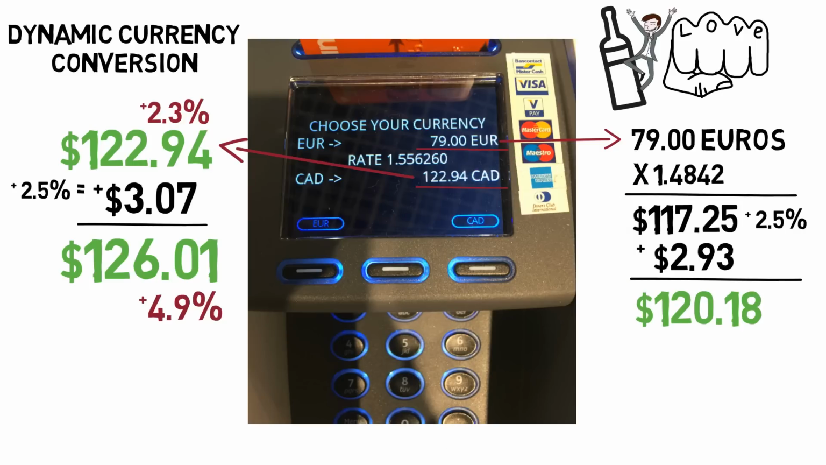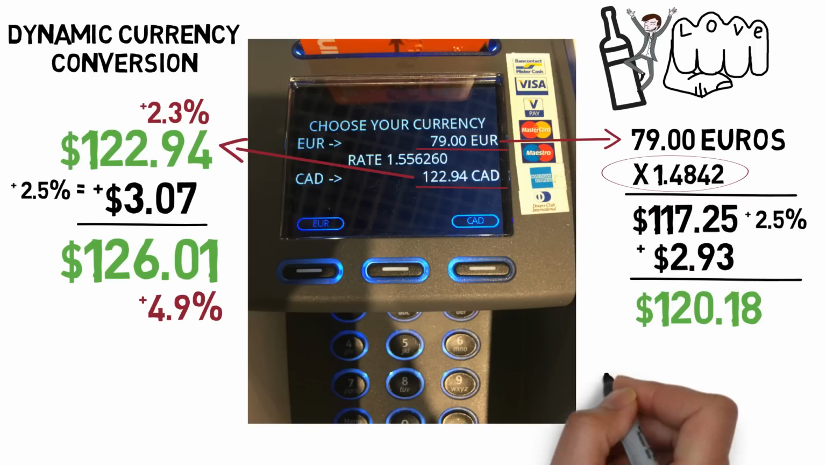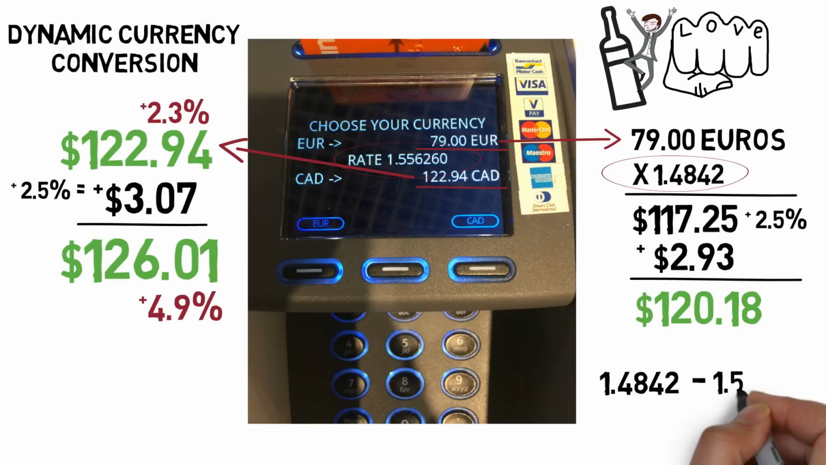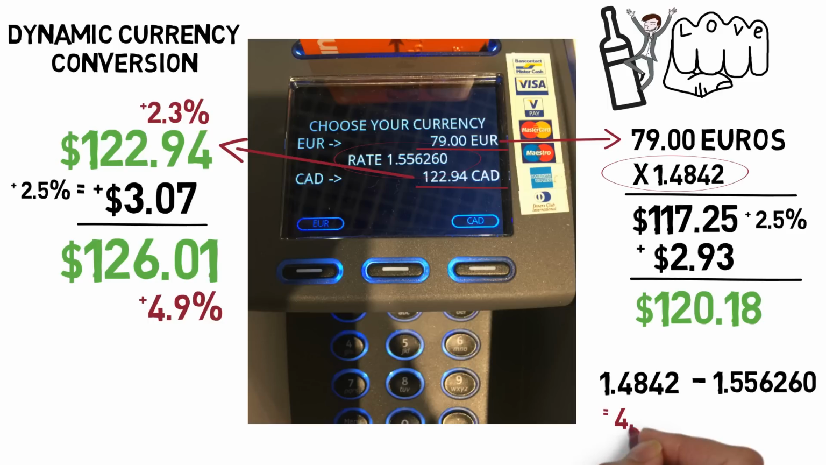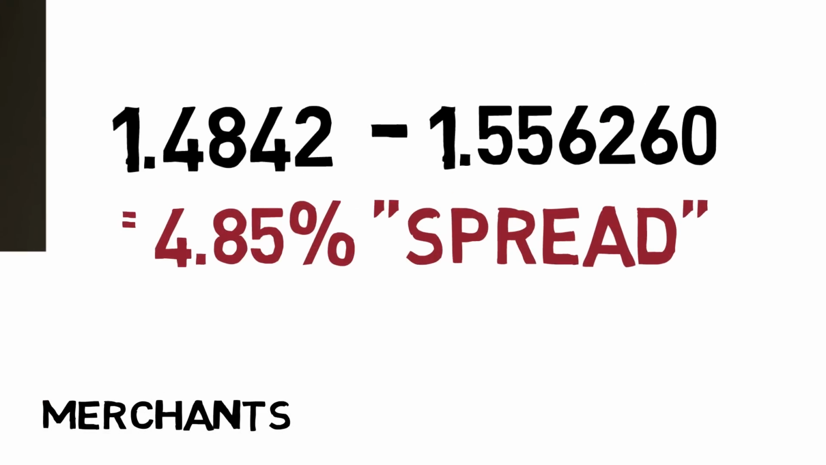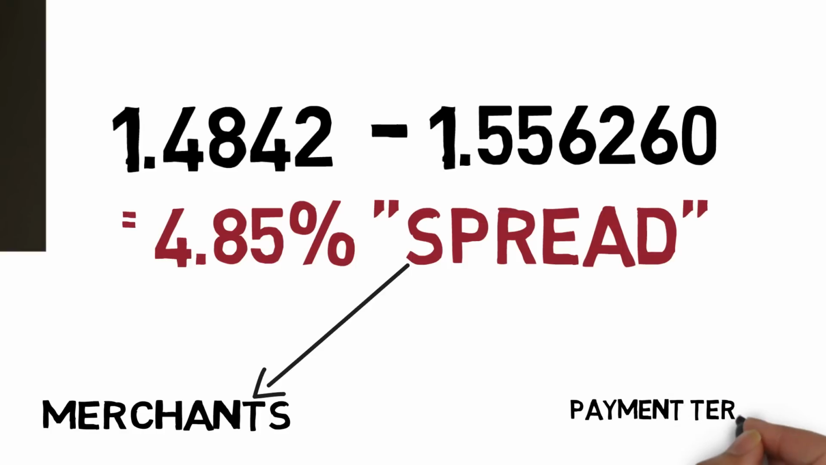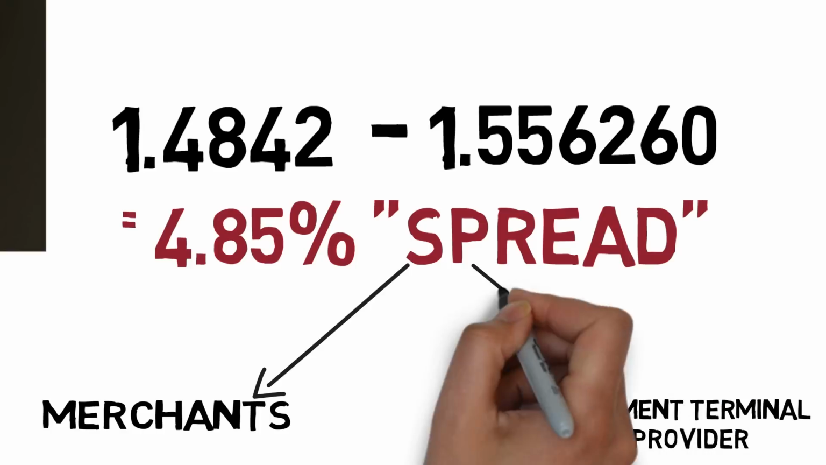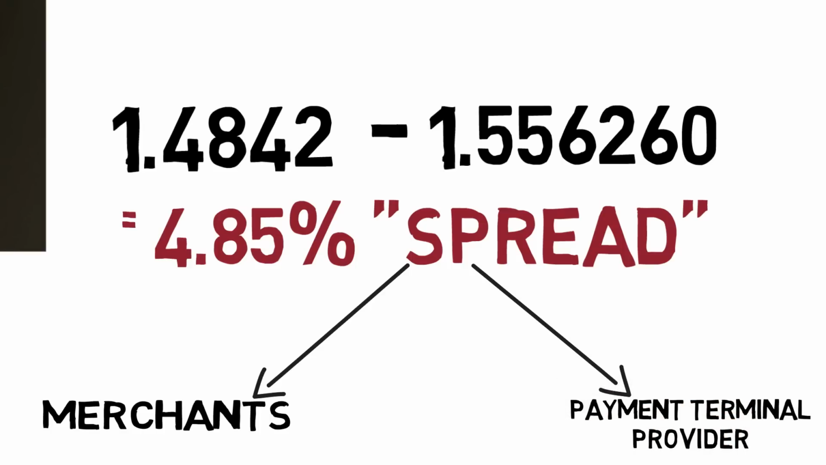Again, take a look at the difference in exchange rates offered. The exchange rate my credit card company used was 1.4842. The exchange rate offered on the terminal was 1.556260. This works out to a spread of 4.85%. And the reason merchants are starting to offer dynamic currency conversion? Because they keep part of the 4.85% spread, and the company that provides the physical payment terminal keeps the other part. In other words, merchants are offering dynamic currency conversion because they make money if you use it.